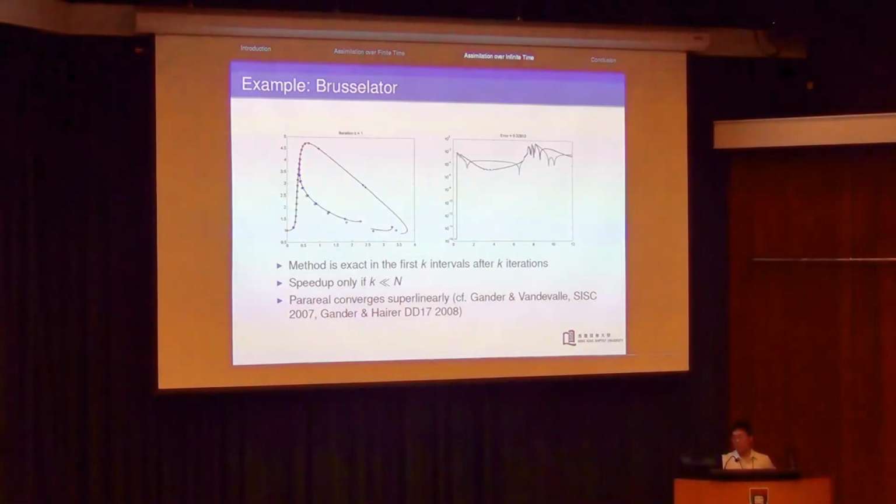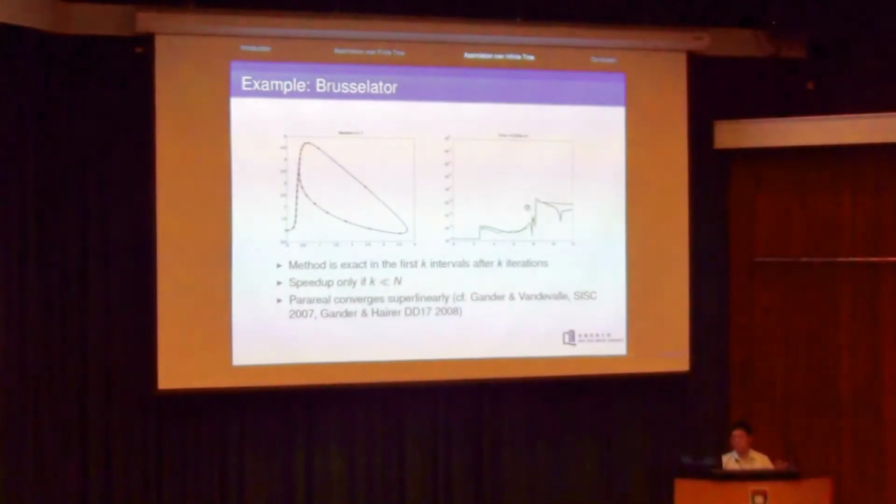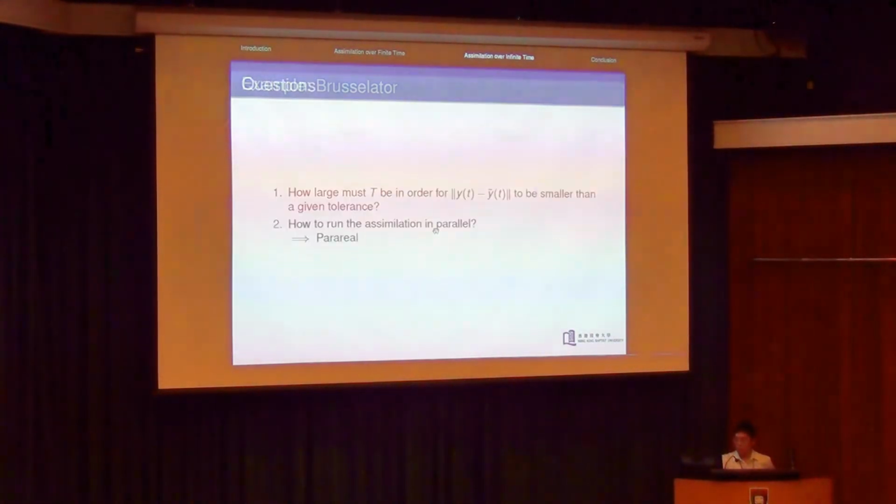I'm going to skip this example. The only thing to notice is that if you have 32 intervals, you can get convergence to something that's under 10 to the minus 10 in like 6 or 7 iterations. So that's how you get the speedup. Okay, if you don't need to iterate that many times and you still get a good enough answer, then that's where the speedup comes from, because you assume that the coarse integrator is cheap. Okay? So now we know how to do the assimilation in parallel if the time window is fixed.